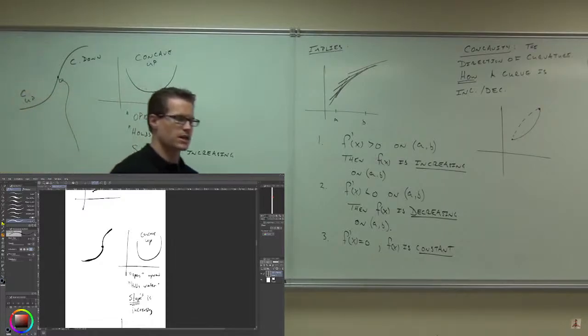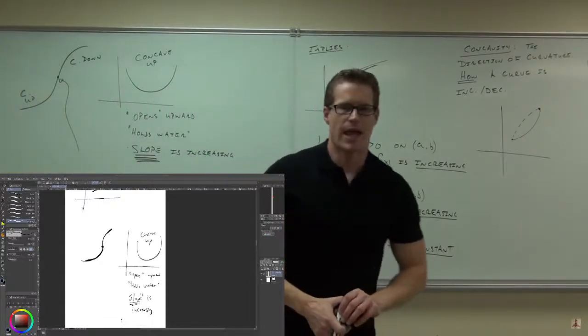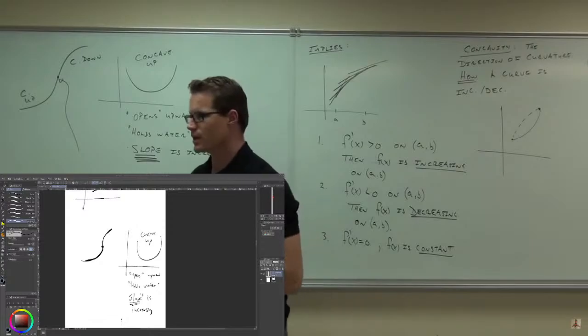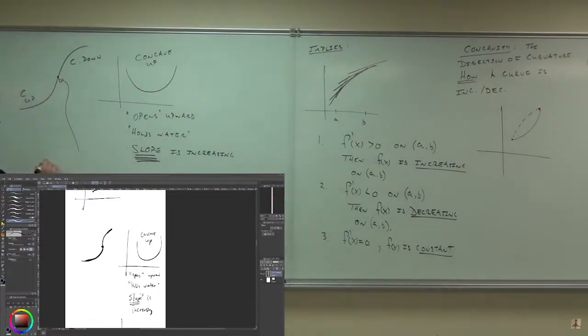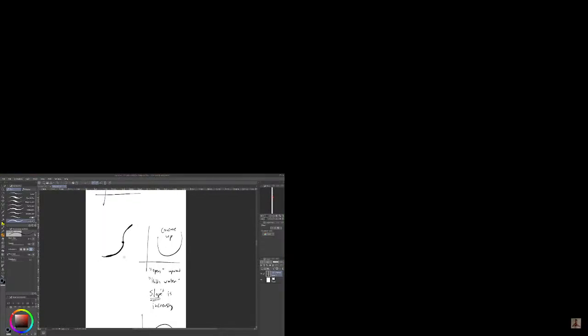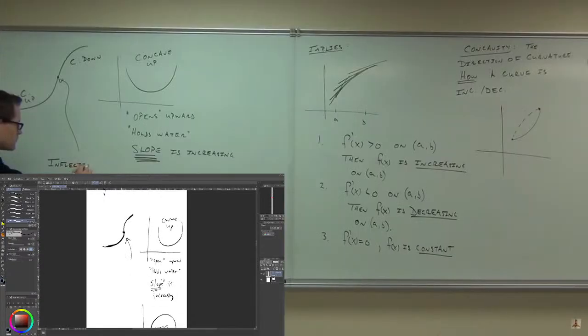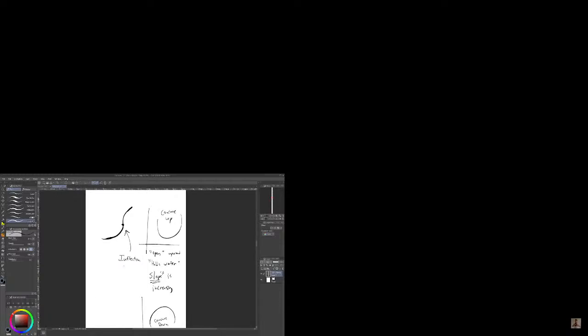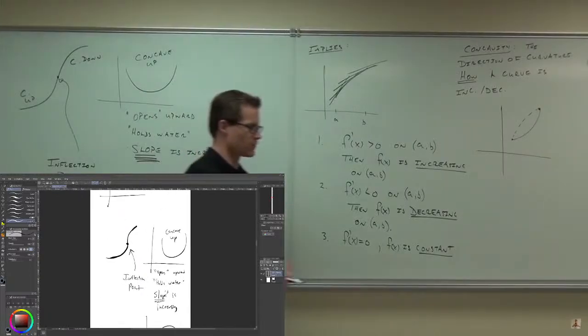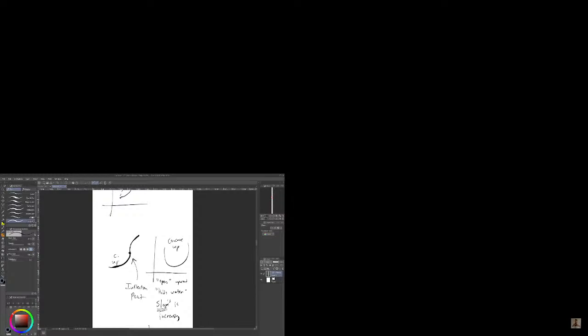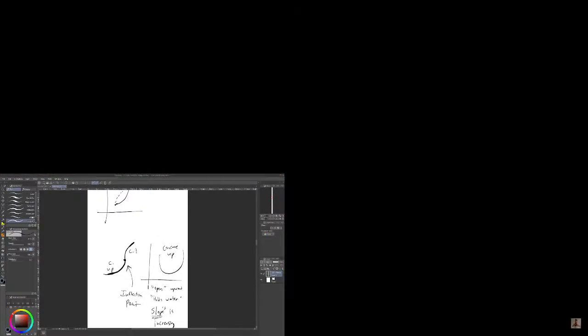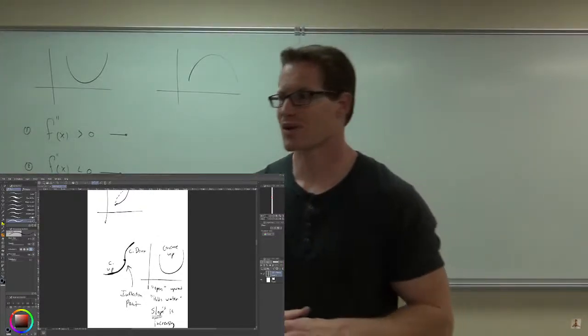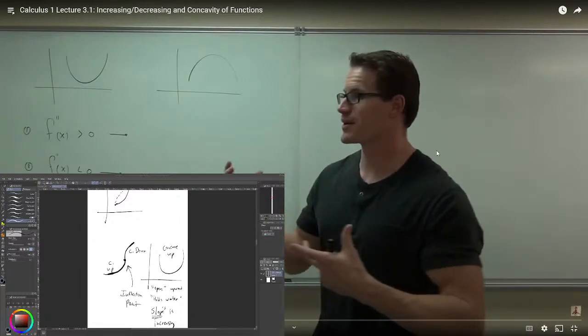where you change concavity, is called an inflection point. Inflection. I've heard of this before. Or point of inflection. That's your inflection point. Well, we're going to continue talking about increase and decrease.